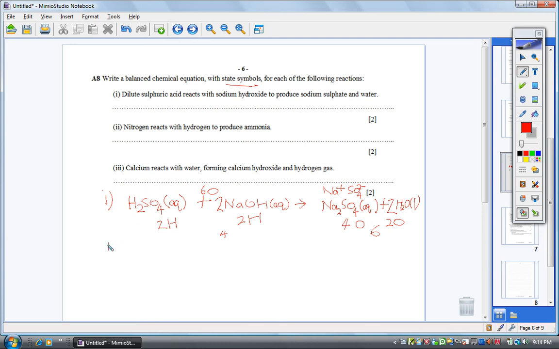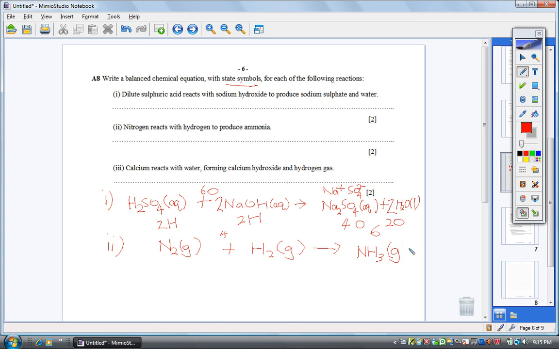Next, nitrogen reacts with hydrogen to form ammonia. Nitrogen at room condition is a gas, and hydrogen is also a gas. Both are diatomic because they are not stable by themselves. They readily form diatomic molecules.